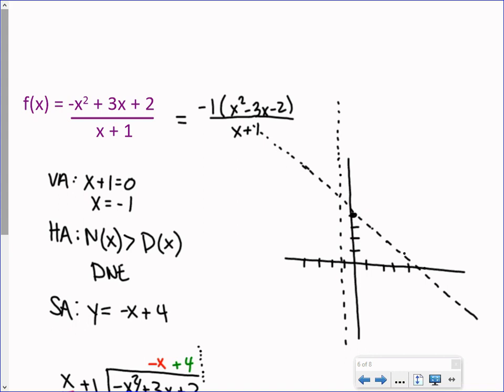To decide where the graph actually is, I need points. So you can use the table of values. You can also use the X and the Y intercepts. I always like to find those if they're quick and easy. So for the y-intercept, I'd plug in 0 for x. All these x terms are going to reduce to 0. It'll just be 2 over 1, which is 2. And I can plot that on the y-axis.